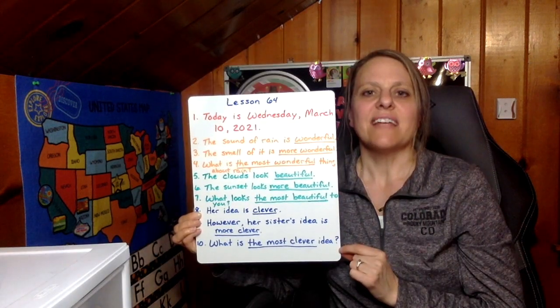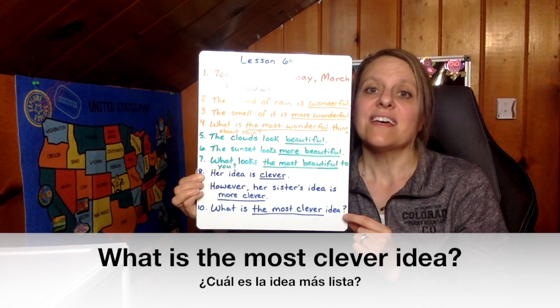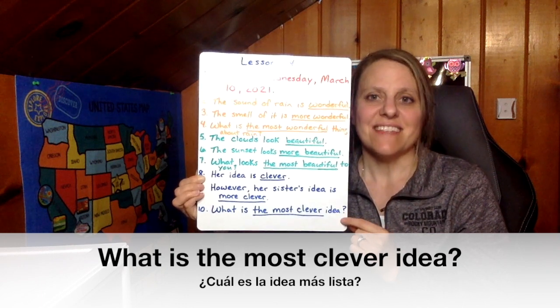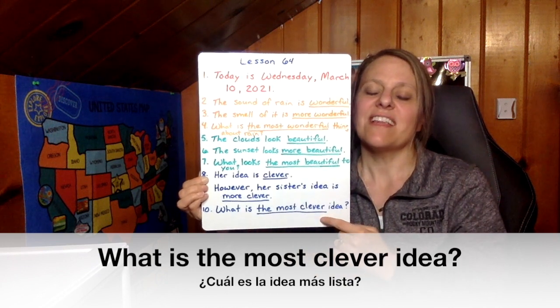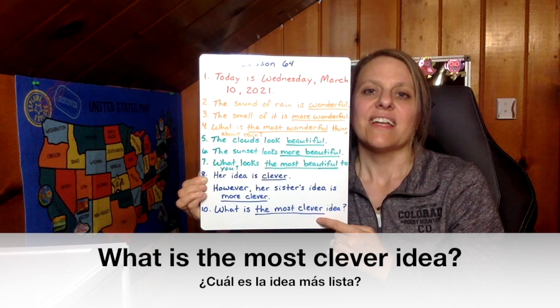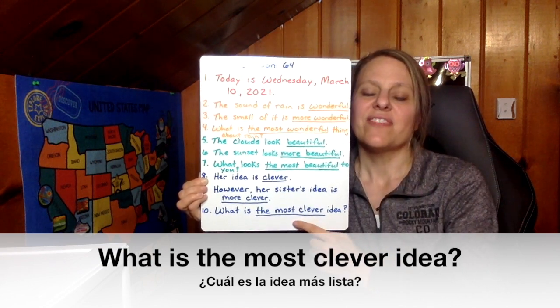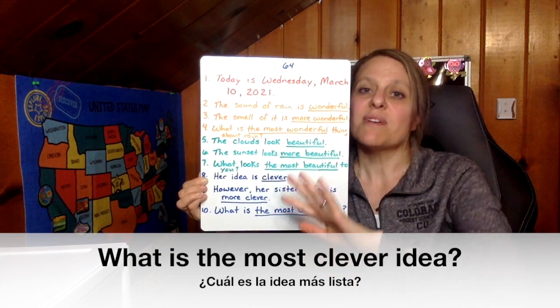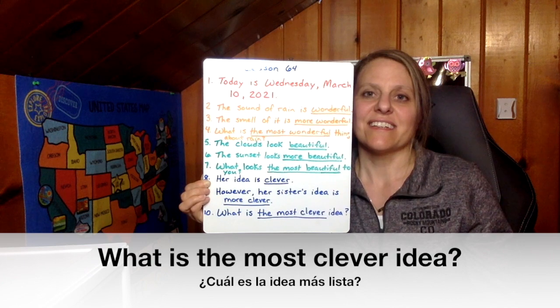And number 10, what is the most clever idea? The most clever. This is our superlative. Clever is 2 syllables. Most means we are comparing all of the ideas.